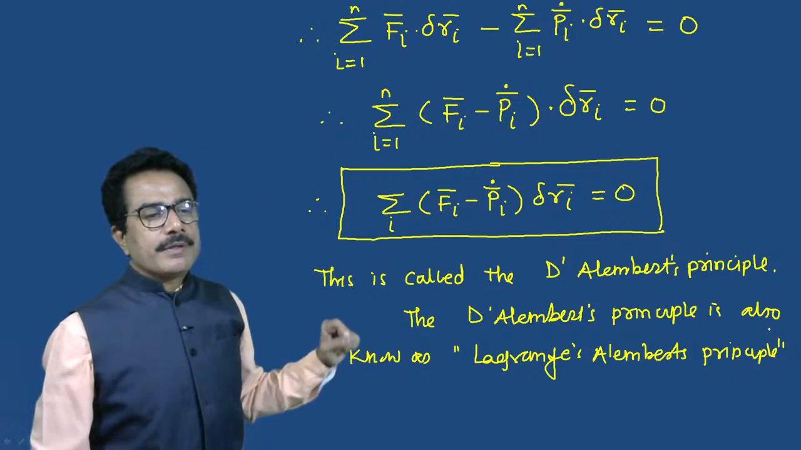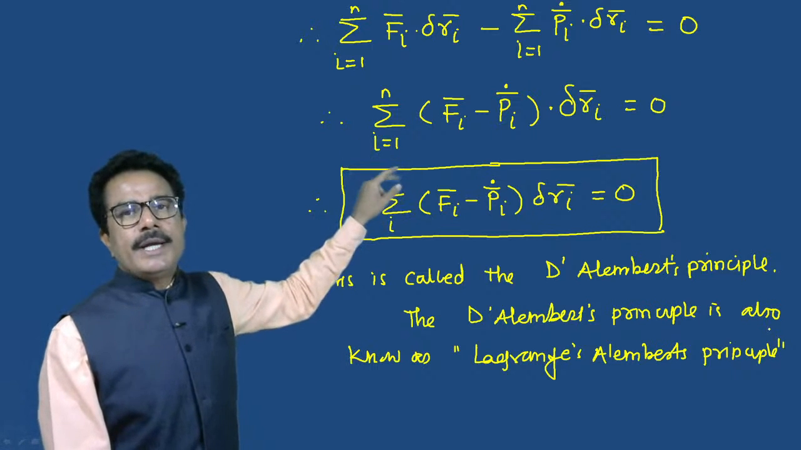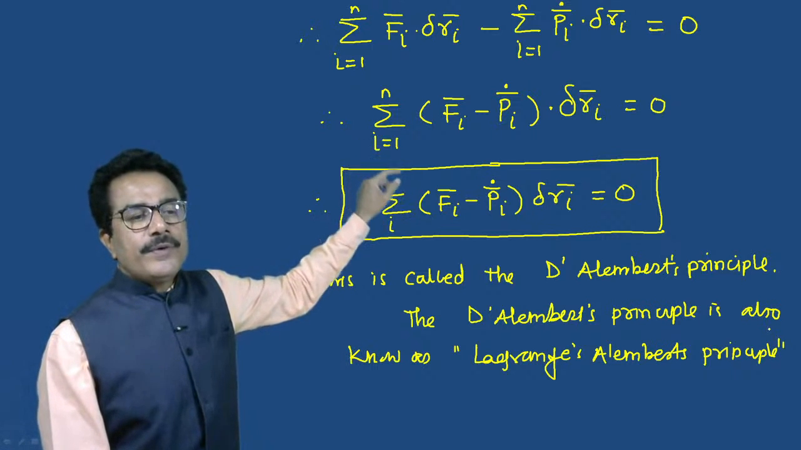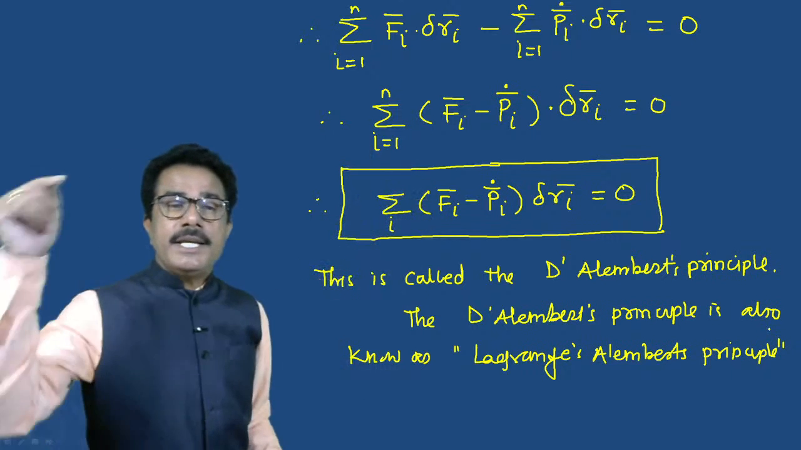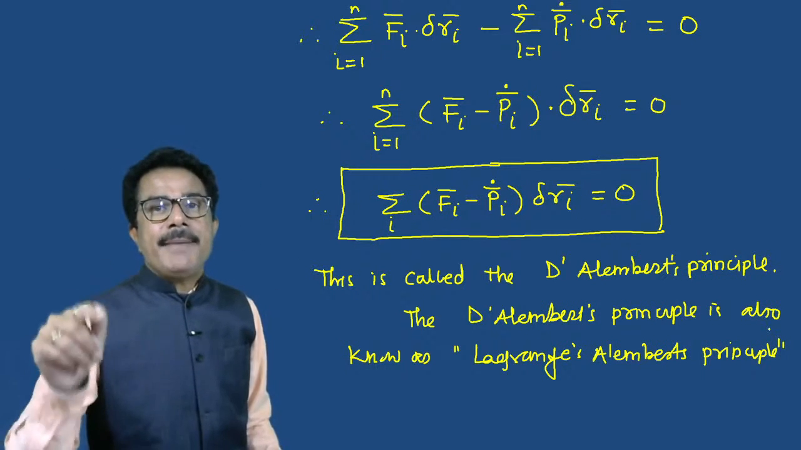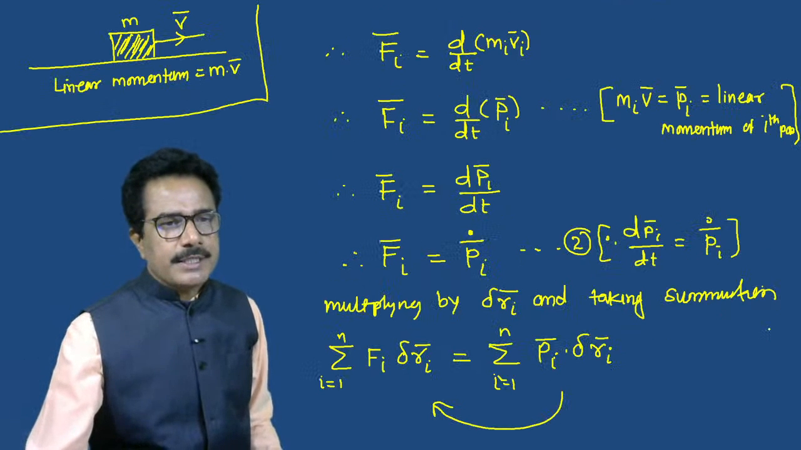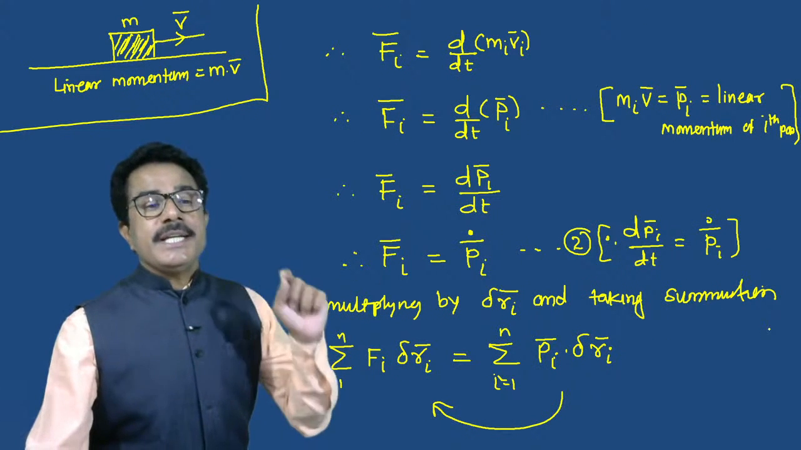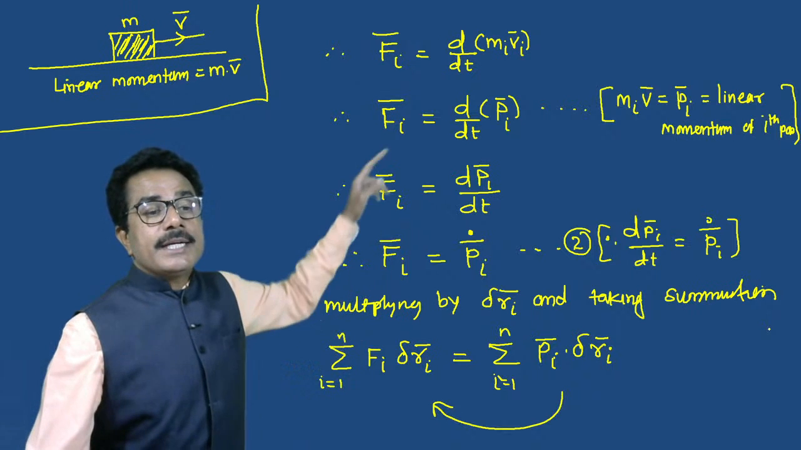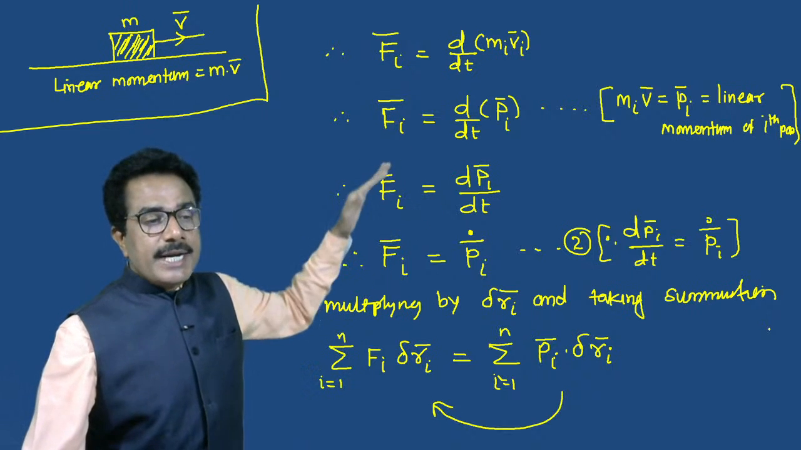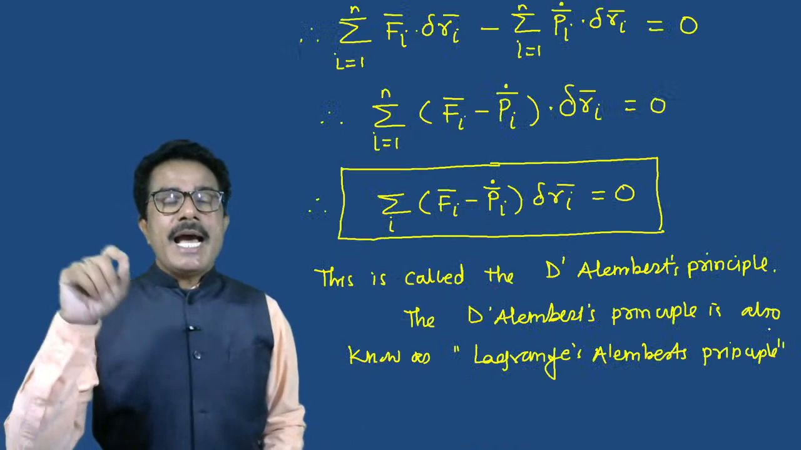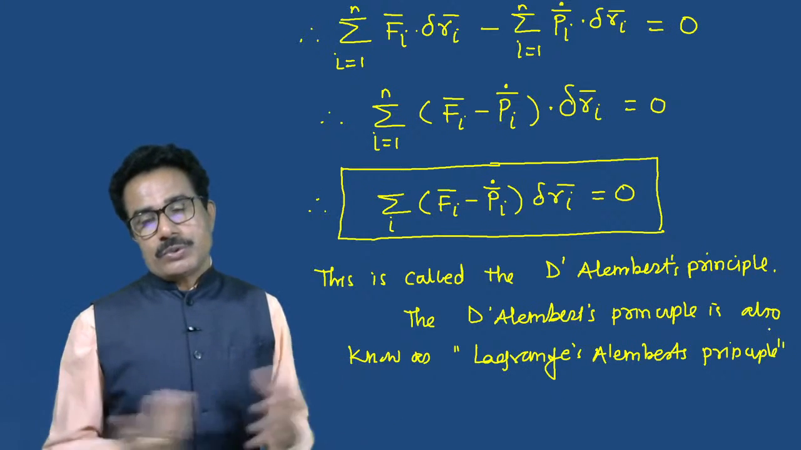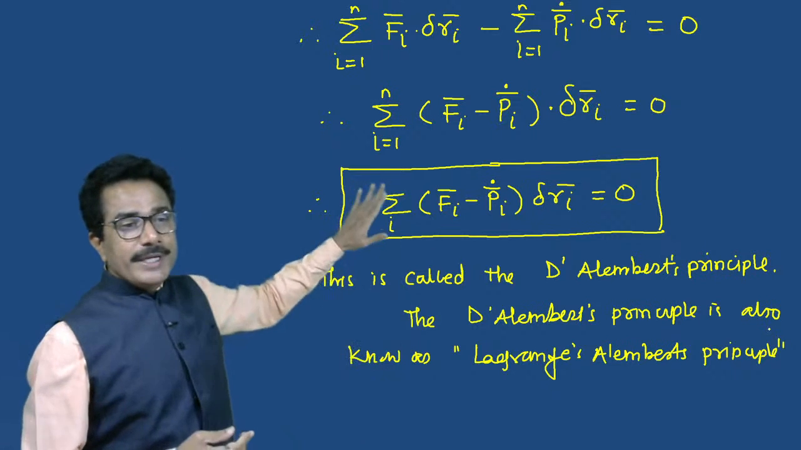What is the law? Summation over force minus rate of change of linear momentum. Pi means linear momentum, and Pi bar dot means rate of change of linear momentum, into delta Ri bar, which equals 0. So we get this relation.